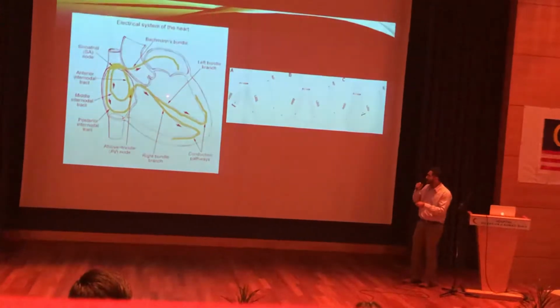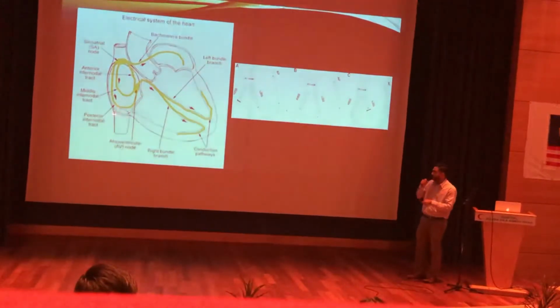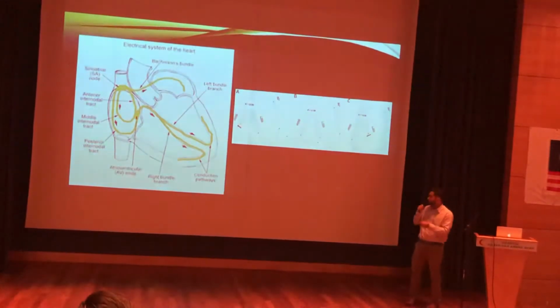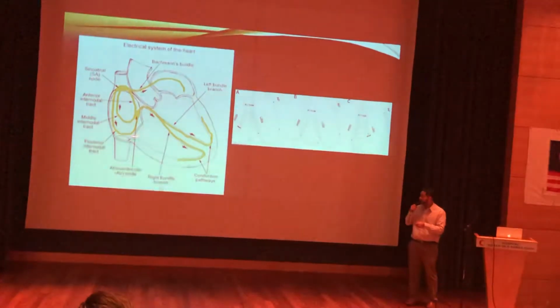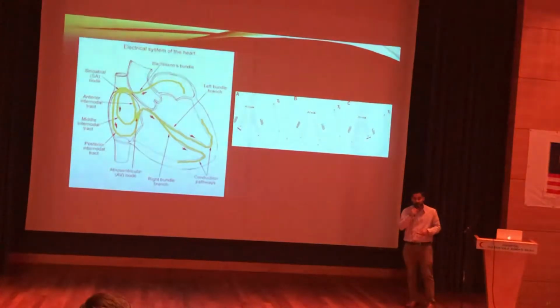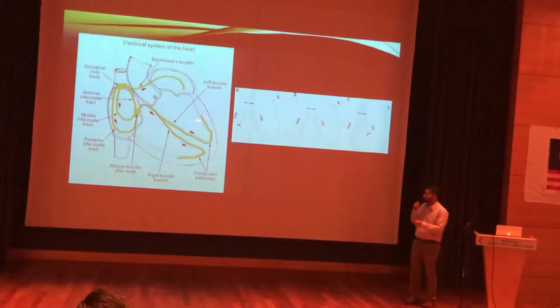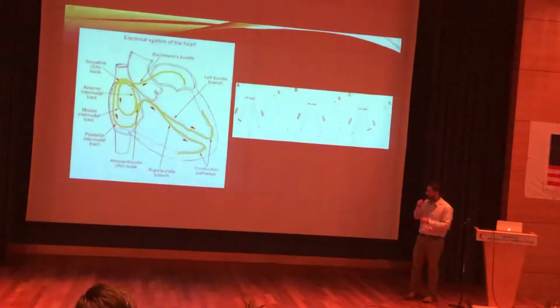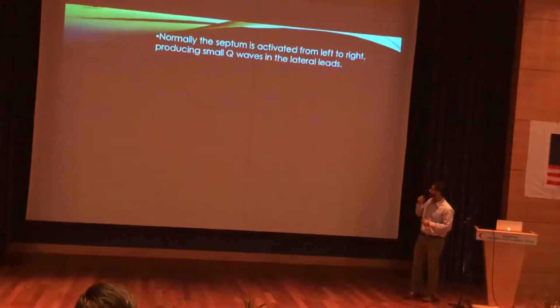Okay, so the thing is, what happens when the left bundle branch is blocked? The right bundle is the one that conducts first. Eventually, the right side of the heart conducts. Then via the septum, the left side of the heart will start conducting. So instead of left to right depolarization, it becomes a right to left depolarization. This will in turn cause a few changes.